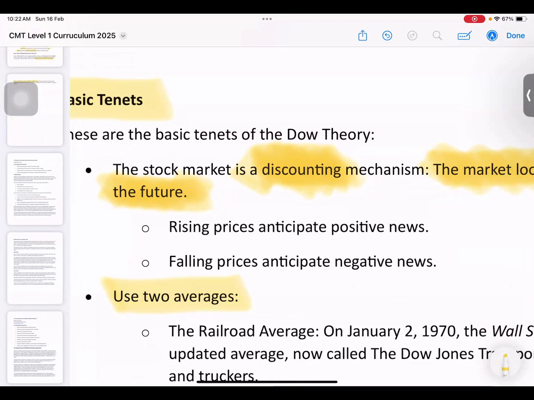All expectations of that rally have been built into the price. So you will never see stocks actually start rallying on a good result. Usually they will already be rallying. You might suddenly open the newspaper and find some great news about a stock, only to go and see the chart and realize that the stock has been rising for a little while. So rising prices anticipate positive news, falling prices anticipate negative news.